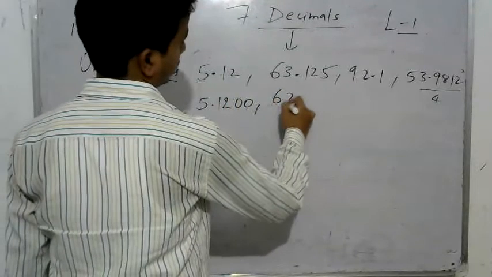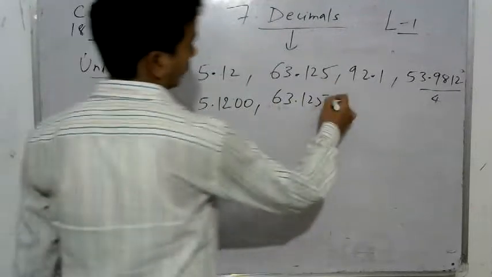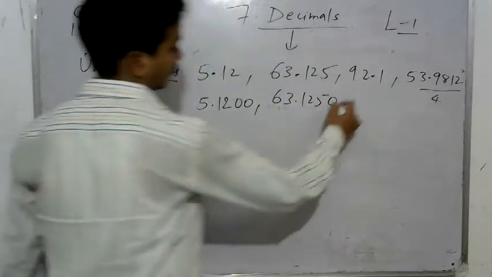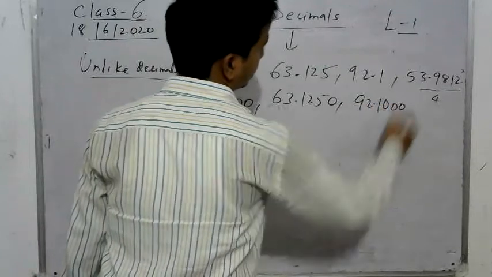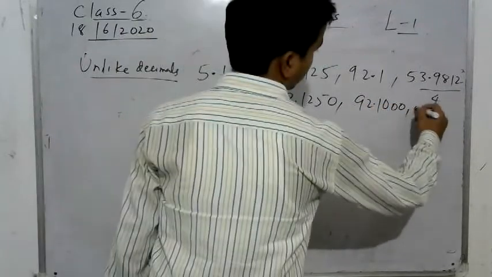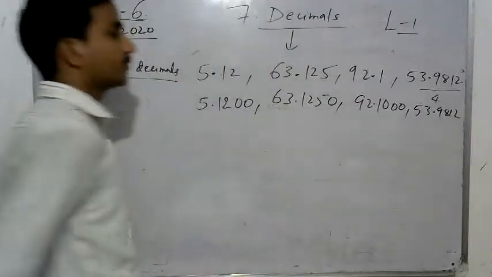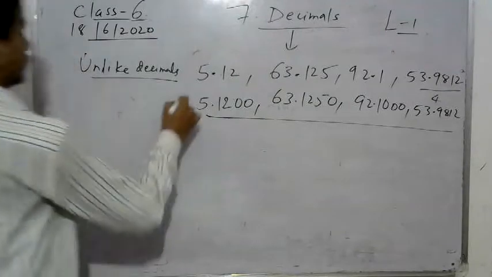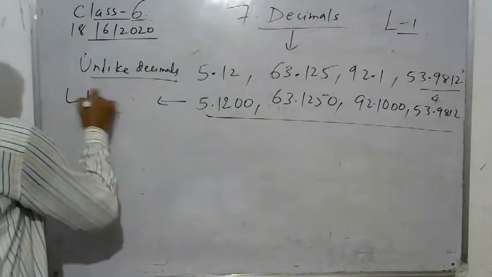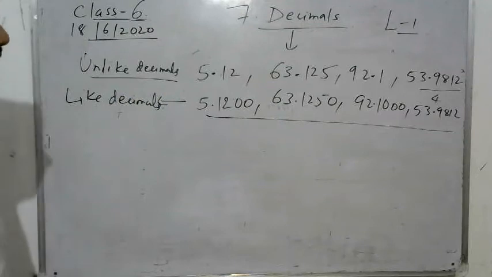Here 63.125 already has 3 decimal places. We need 1 zero to make it 4 decimal places. This is 92.1, we need 3 zeros. And 53.9812 already has 4 decimal places, no need to add any zero. So now this has become like decimals. Okay. Now we will see.